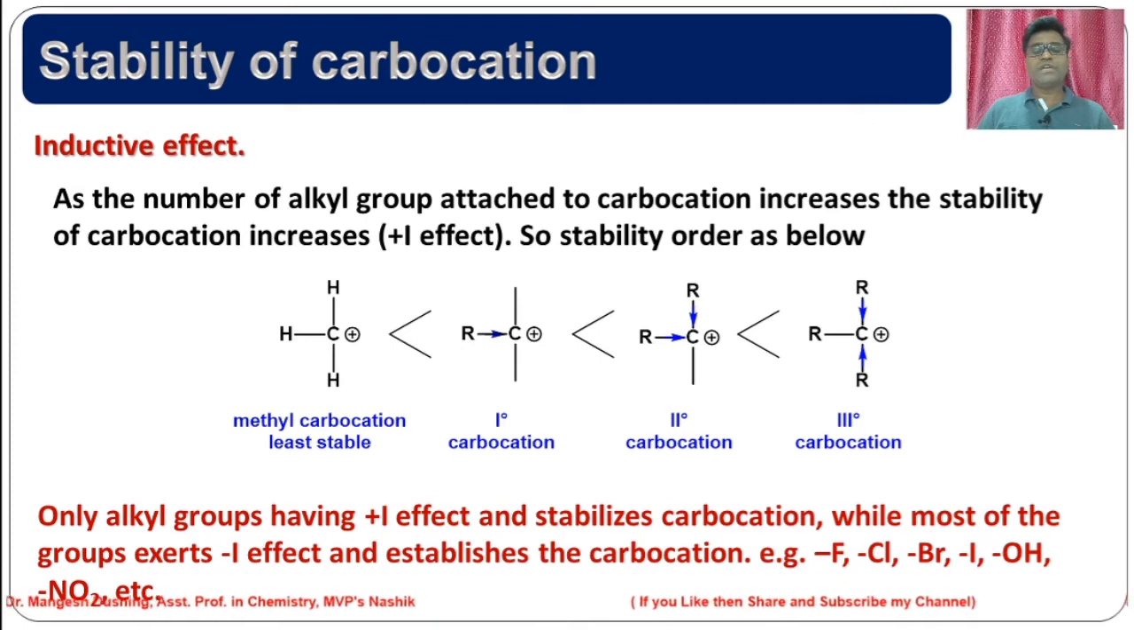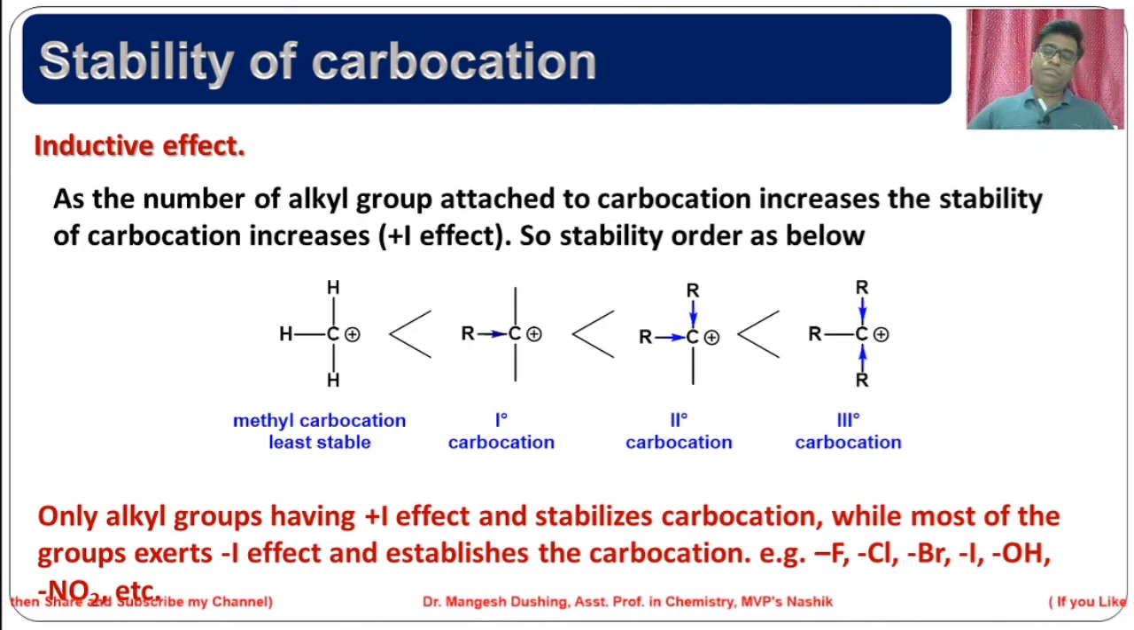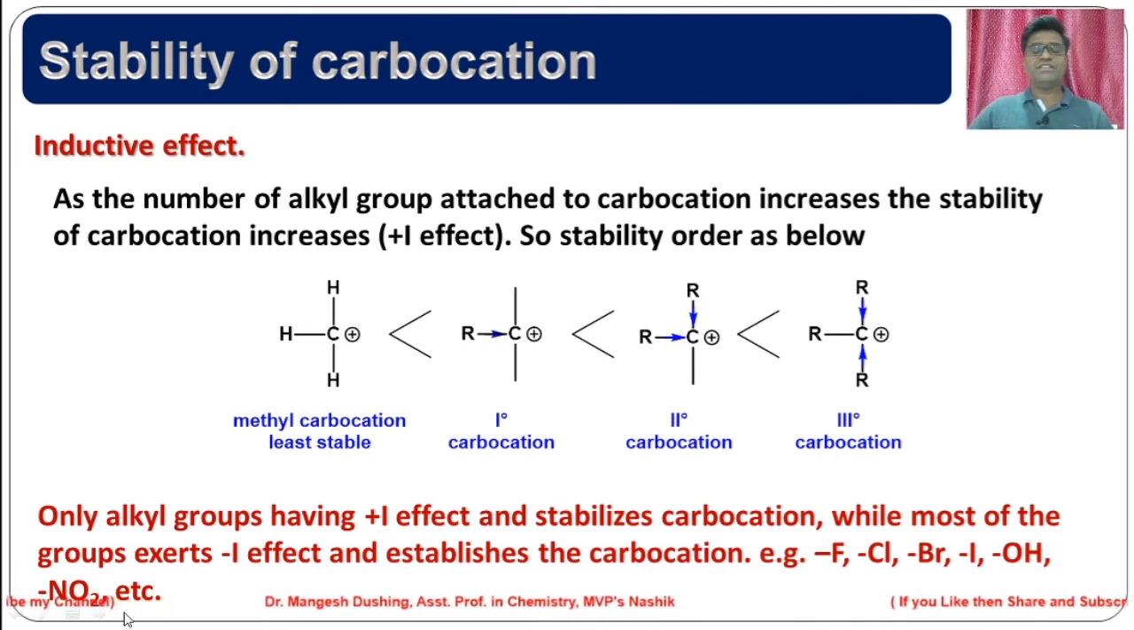Only alkyl groups have a plus I effect and stabilize the carbocation, while most of the groups exert a minus I effect and destabilize the carbocation. For example, fluoride, Cl, Br, I, OH, NO2 are the groups which have a minus I effect that destabilizes the carbocation.